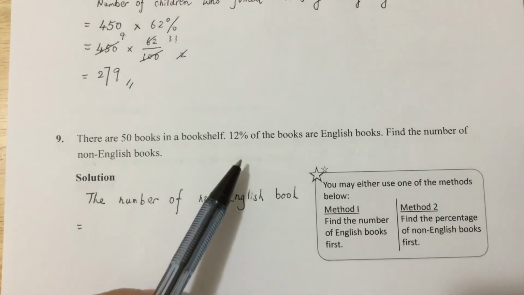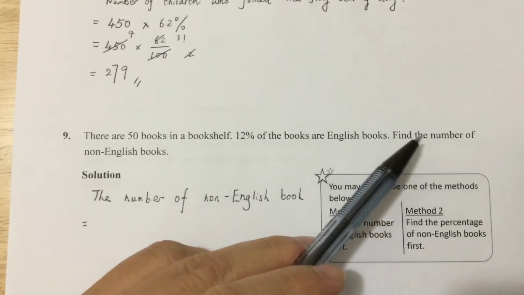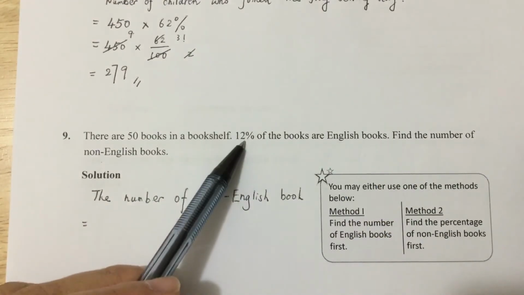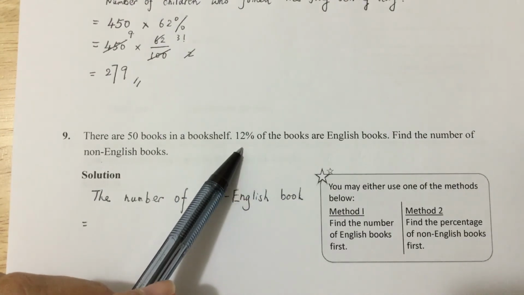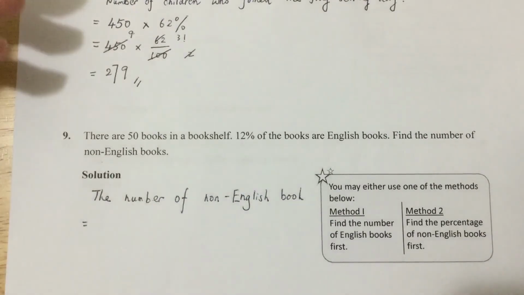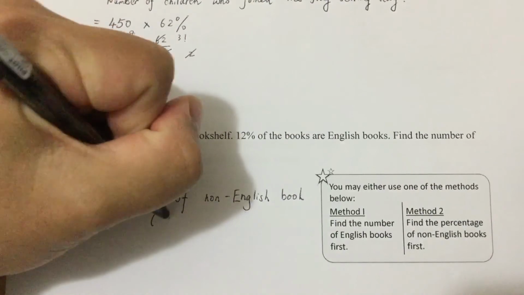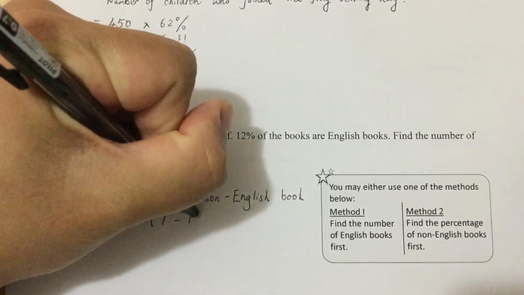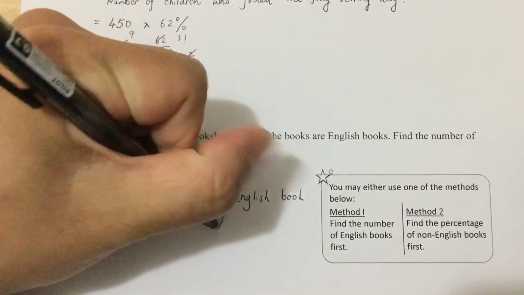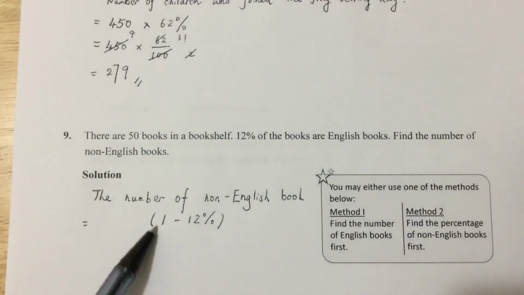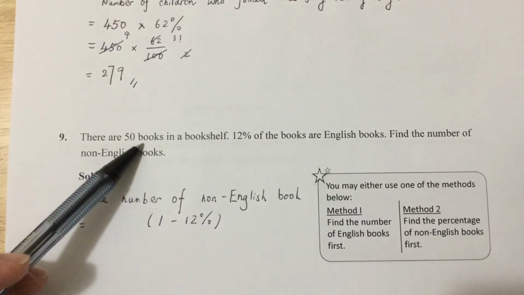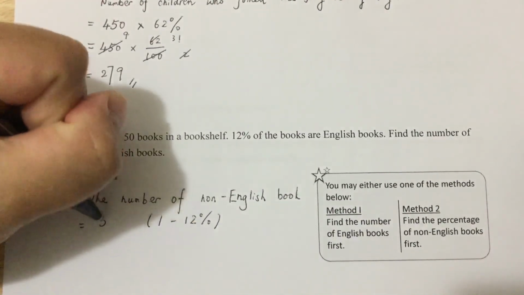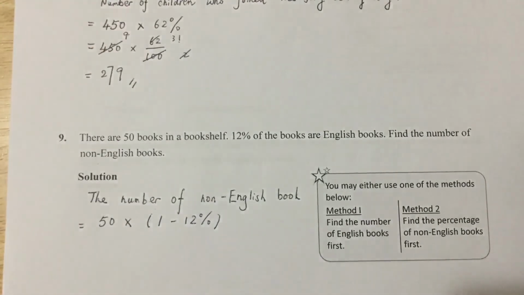First of all, I want to find out the percentage which is non-English book because we have 12%. That means the other one will be the remaining percentage. So we have 100% minus 12%. That is 1 minus 12%. In the last video we told you how to change it to 100% immediately, so make sure that you know how to do this. Okay, now next is the 50 books. I'm going to times it. So this is 50 times 1 minus 12%.